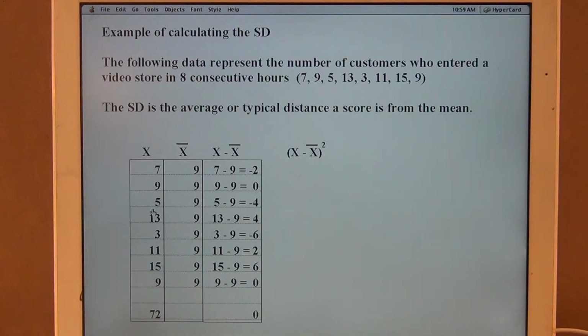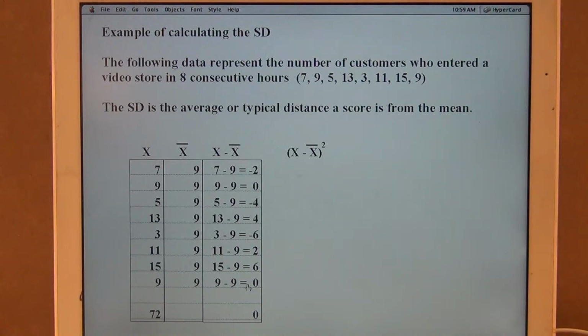Here the score is 5. So 5 minus 9 gives us a -4. Here 13 minus 9 gives us +4. 3 minus 9 gives us a -6. 11 minus 9 gives us 2. 15 minus 9 gives us 6. And 9 minus 9 gives us 0.